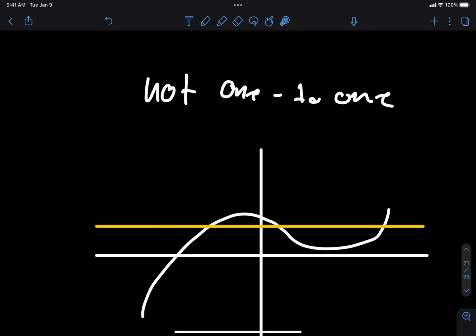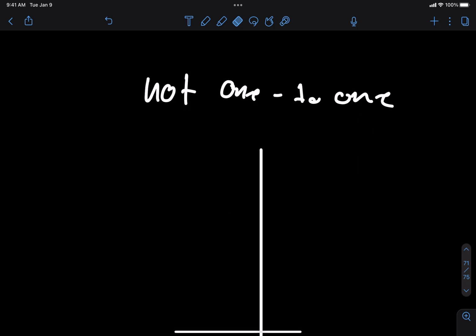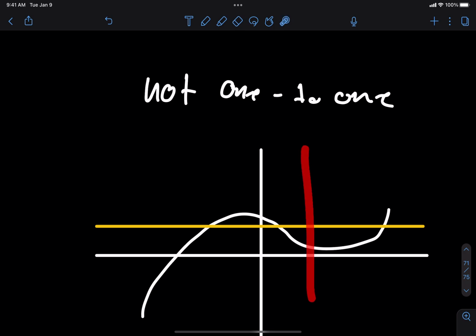Sorry? Isn't the same thing? Isn't what the same thing? Like if you inverted it. Well, loosely speaking, if I inverted this thing, I would get a function which does not pass the vertical line test, and if it doesn't pass the vertical line test, then it's not a function, right?